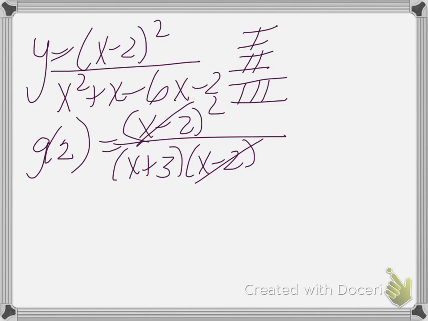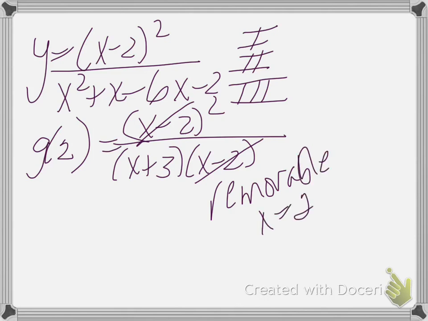However, even if that cancels, that just means that there's a removable discontinuity at x equals 2. But in the original, x can never be 2, so it's discontinuous there. So 1 says it is continuous, that's false.